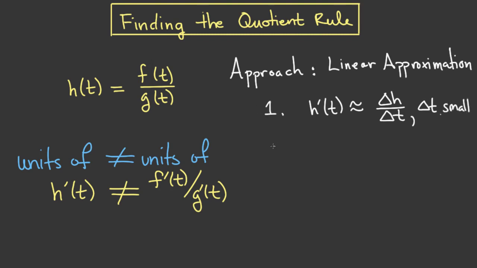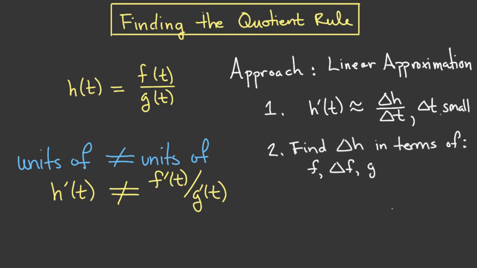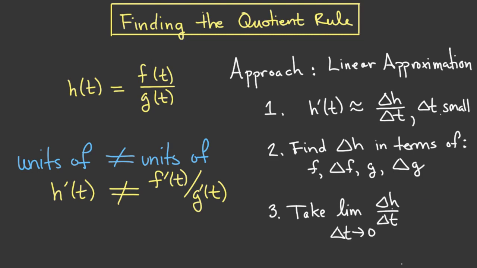The second step is to go ahead and identify delta h in terms of f, delta f, g, and delta g. And the third and final step is to take the limit of this expression that we get in terms of just f, g, and t as delta t approaches 0. And this is going to give us a formula for the derivative of a quotient.